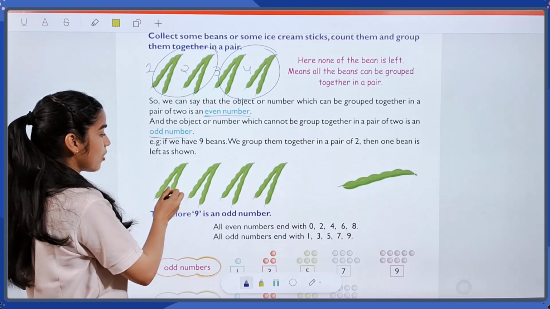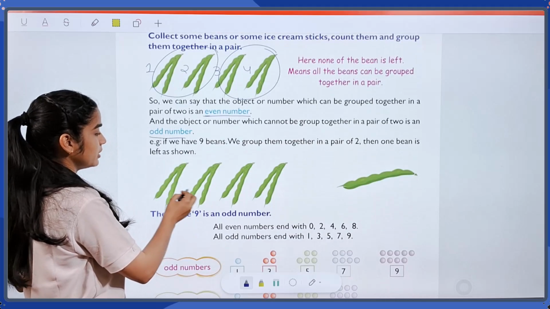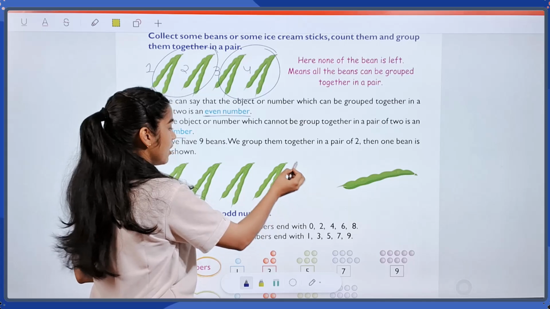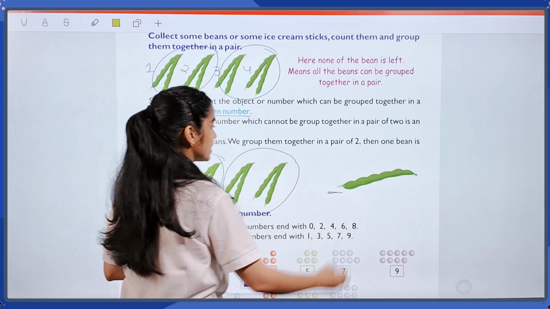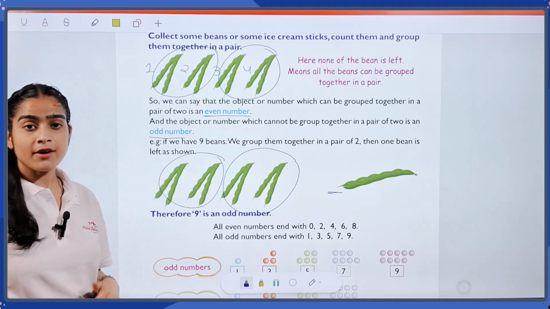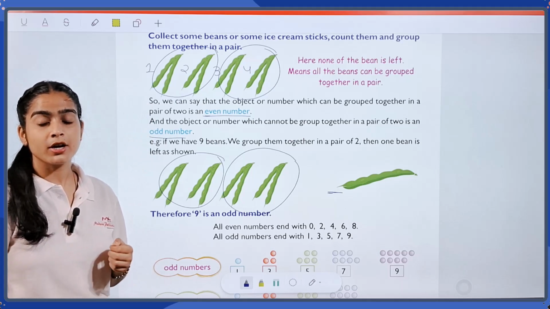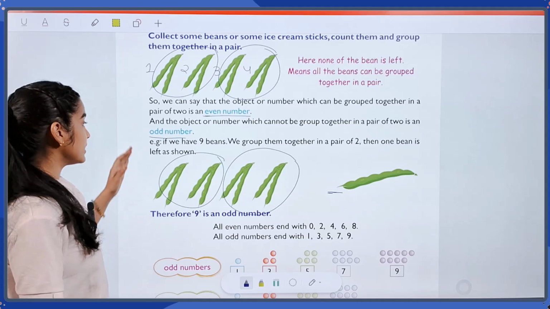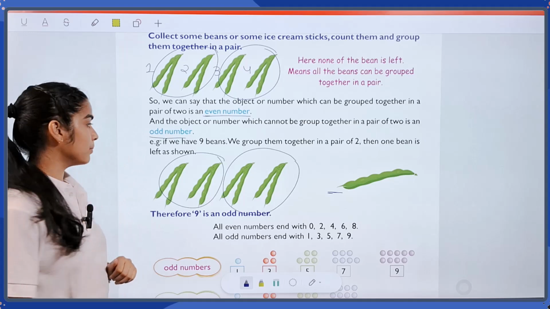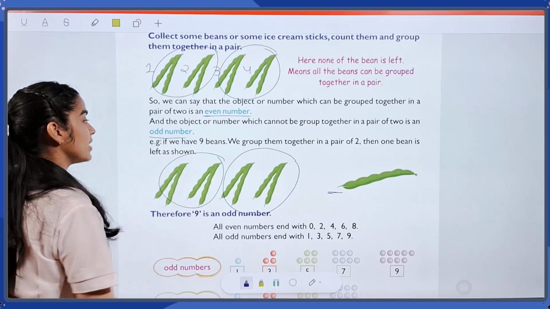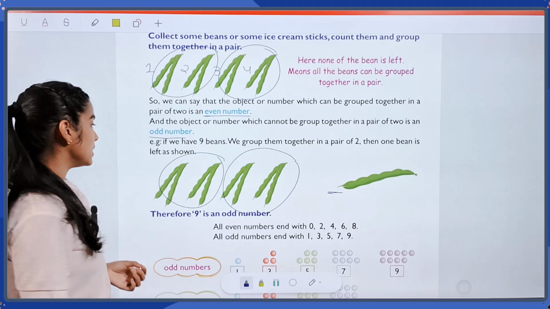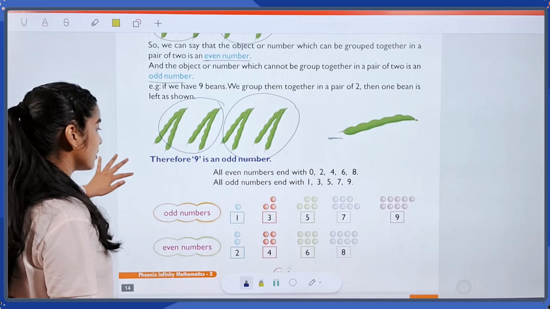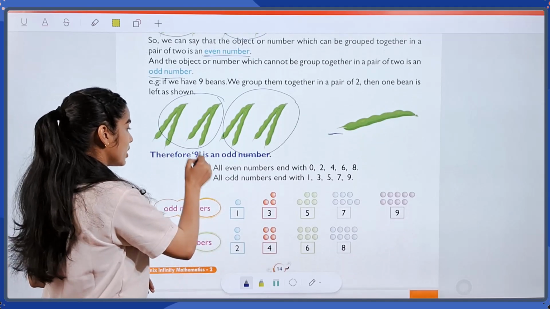So now, how many beans do we have? 1, 2, 3, 4, 5. We can make groups of two, but this fifth one is left out. Whenever we have numbers which cannot make a proper group, they are referred to as odd numbers. For example, if we have 9 beans and we group them in pairs of 2, then one bean is left, as shown. Therefore, 9 is an odd number.